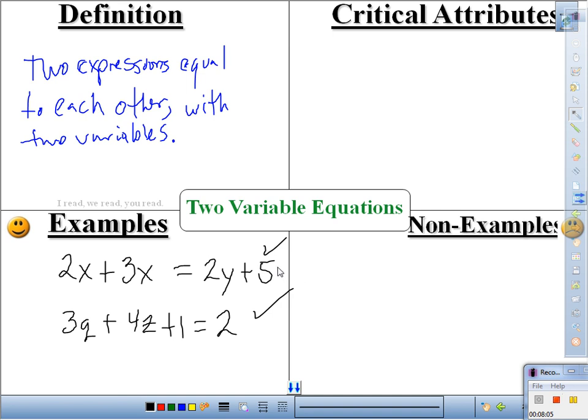All right. Now write your own example. Do that right now, please. Write your own example.